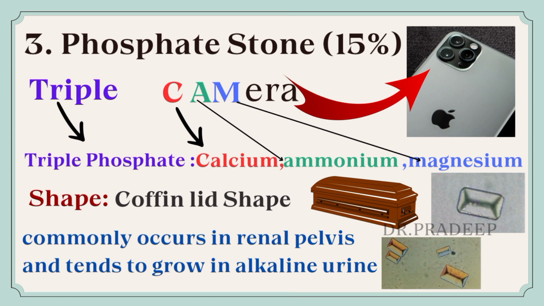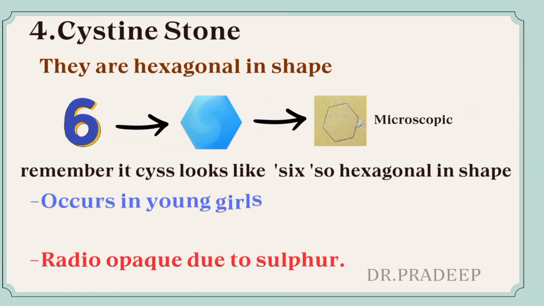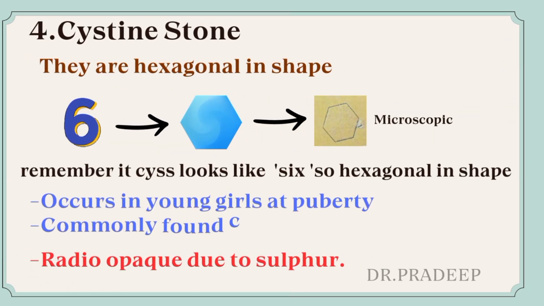Let's go to 4. Cystine stones. They are hexagonal in shape. How do I remember it? Cys looks like 6, so hexagonal in shape. It occurs in young girls at puberty. Commonly found in cystinuria.